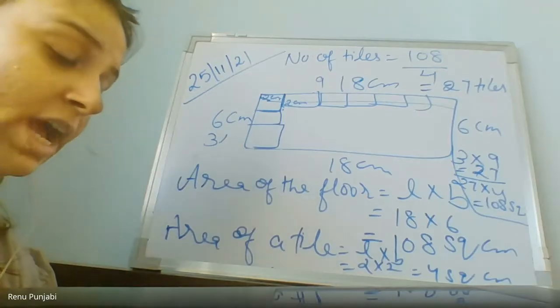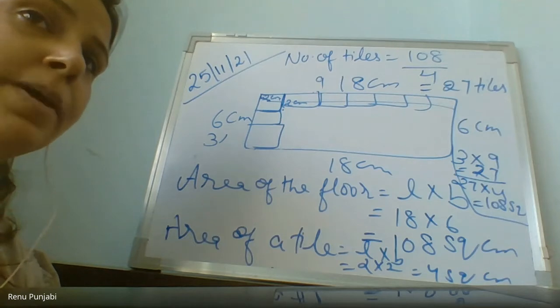Ma'am, then you can erase the board. 24 square centimeter. No, they are asking how many tiles. In tiles, the number of tiles should come.